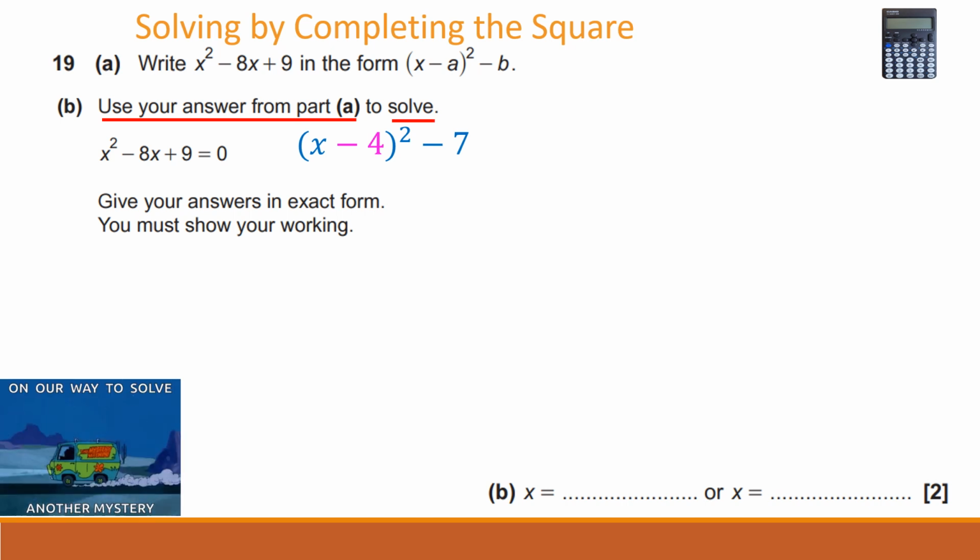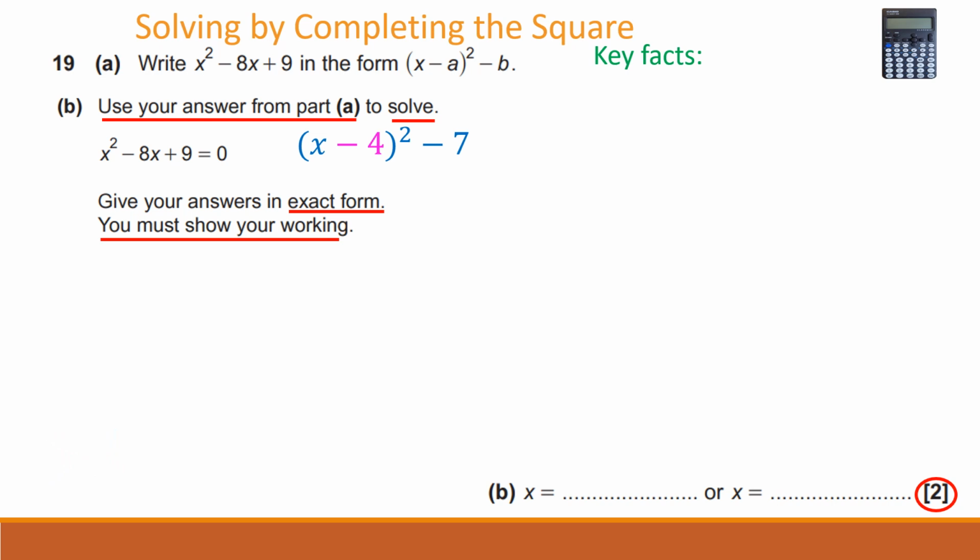Now we're looking to solve this, and we're putting this expression equal to 0. You must give your answer in exact form, so that means using surds, and you must show your working out. This is for 2 marks. The key facts you need are that when you're told that you're completing the square, we must have a coefficient of 1. In our question, we do have a coefficient of 1. So the number in front of this x squared here in the question has got a value of 1 at the front.